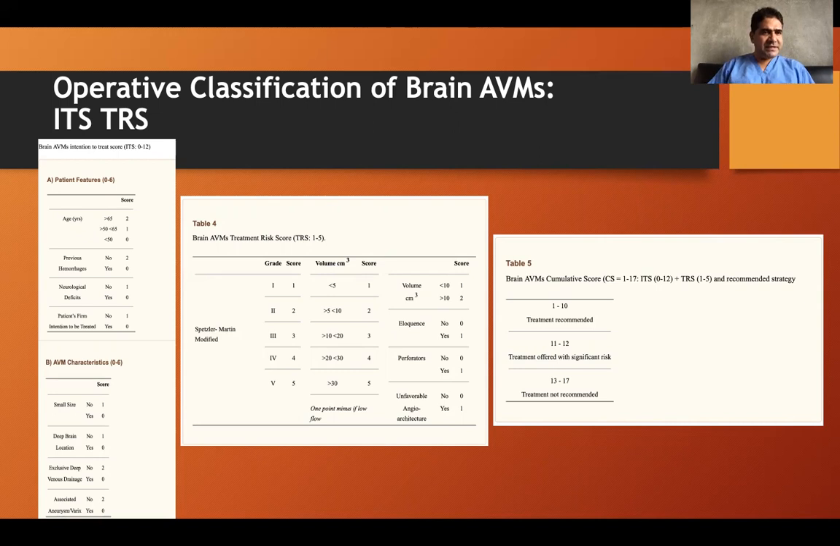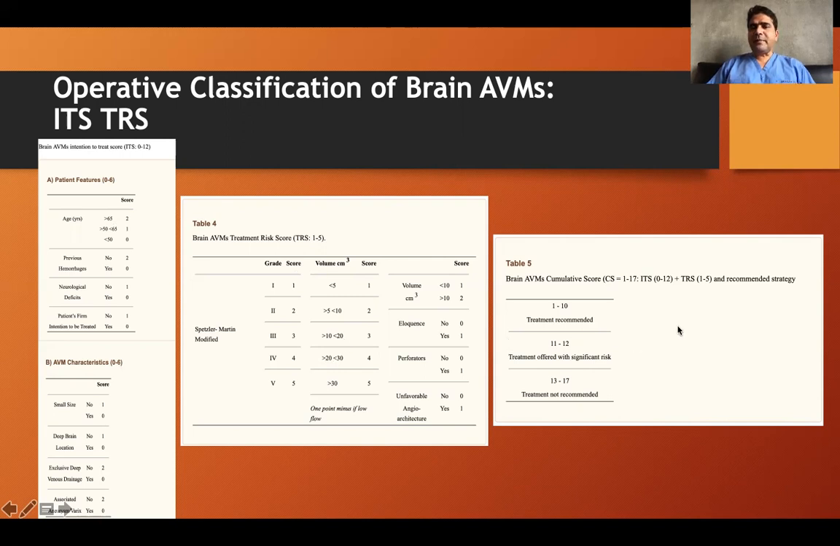One is patient features, like age group and previous hemorrhage or neurological deficit. Another is AVM characteristics. So this combination of these 2 components plus the treatment risk score is again based on the Spetzler-Martin grading system.